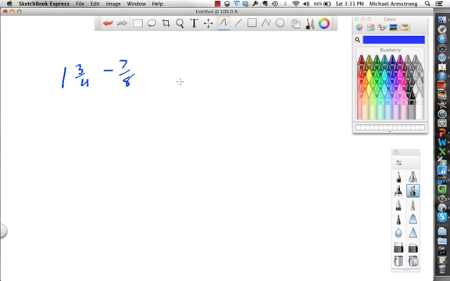And then if you estimate, actually I guess we should write, instead of an equal sign, an about sign. It's like an equal sign that's wiggly. 1 and 3/4 turns into 2, and 7/8 turns into 1. 2 take away 1 equals 1. We go ahead and do the problem.